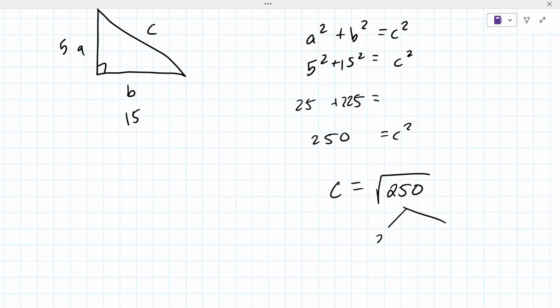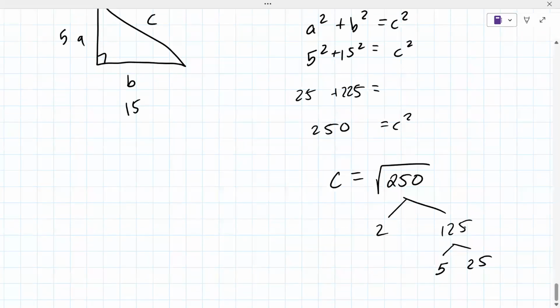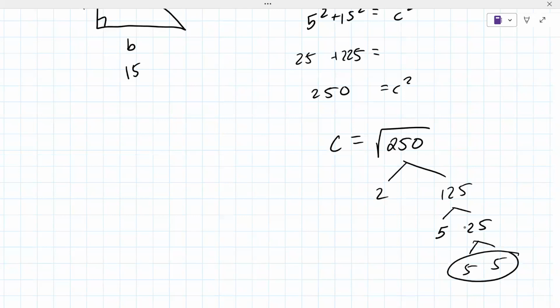So you start with 2 and get 125. You would normally try 3 next. 3 does not go in. You look at the sum of the digits: 1 plus 2 plus 5 is 8, which is not divisible by 3. So then you go to 5. You find that 5 and 25 work, and then 5 and 5. So that becomes 5 square root of 2. Sorry, 10. These are left over.